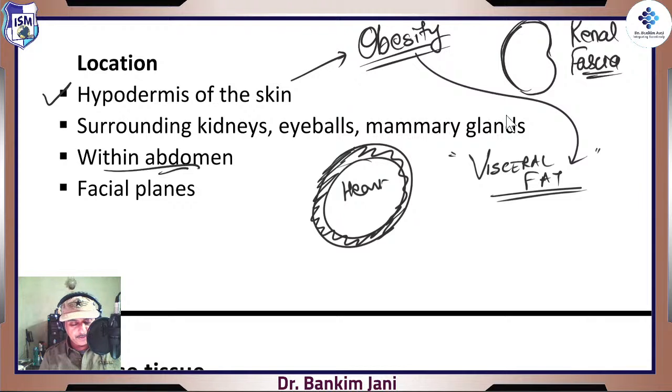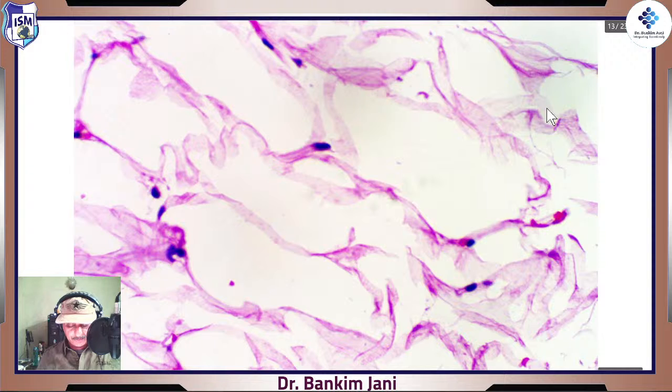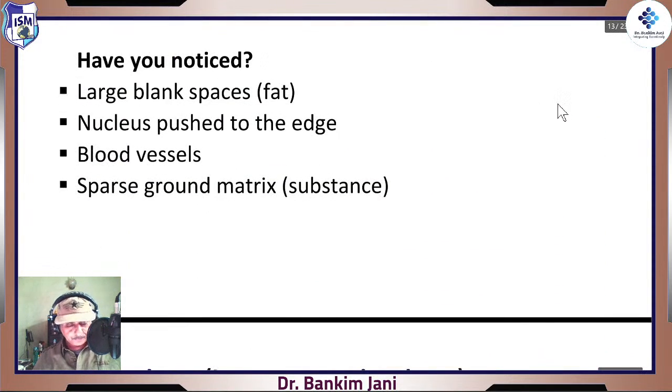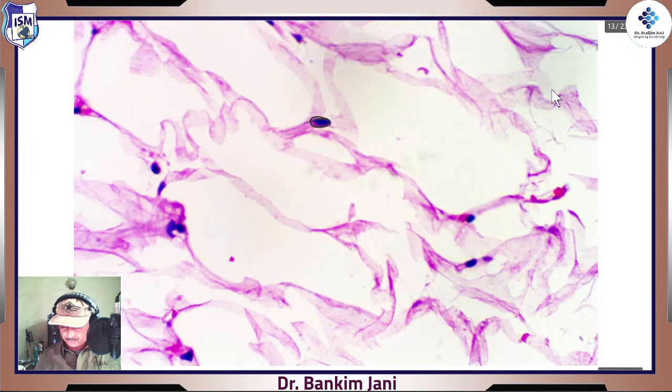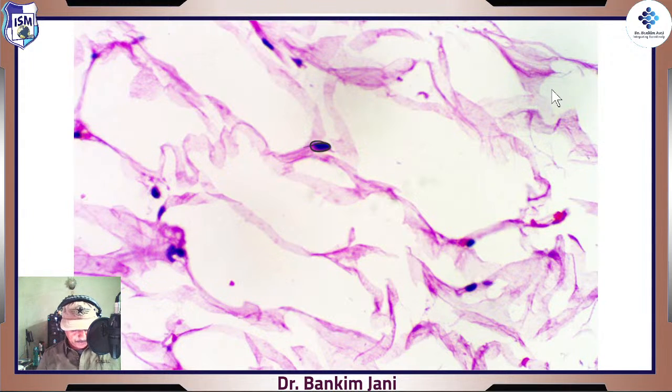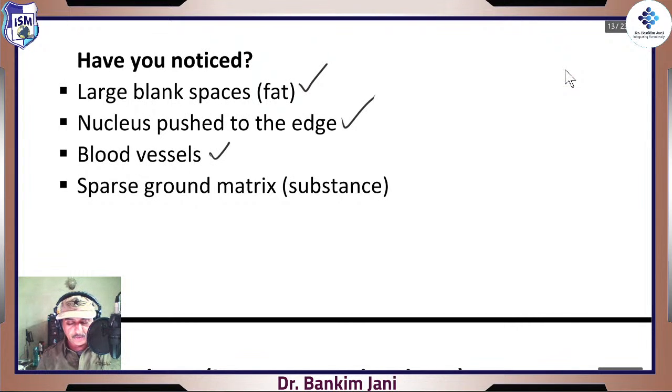So within the abdomen, fascial planes, yes, that is where these adipose tissues are. See the zoomed effect. The nuclei are pushed to one side. So large blank spaces, fat, yes, you saw that. Nucleus pushed to the edge. There were few blood vessels in between, and sparse ground matrix, that is less because these cells themselves are so big.